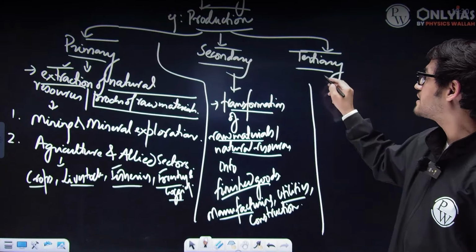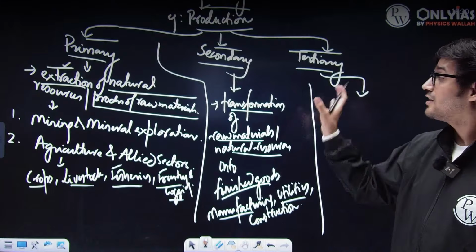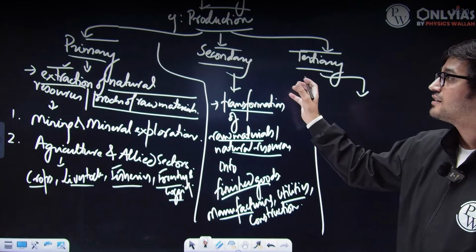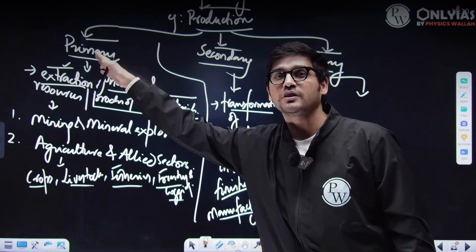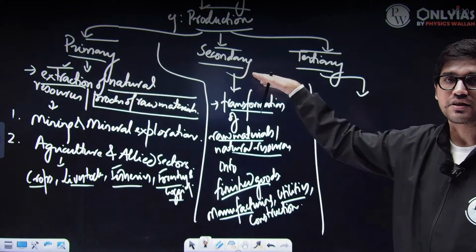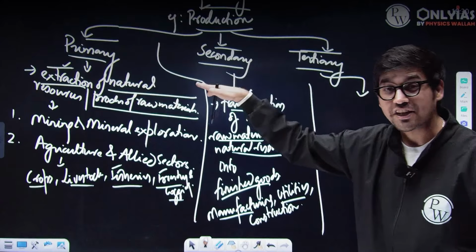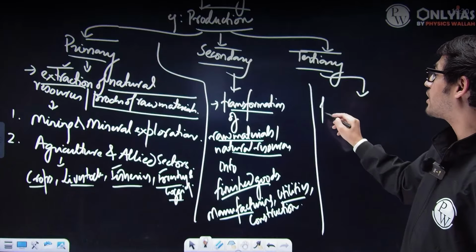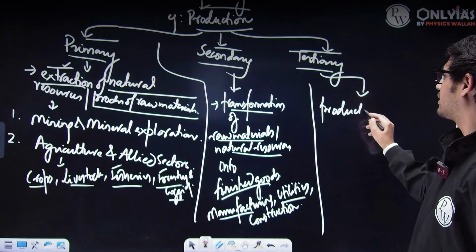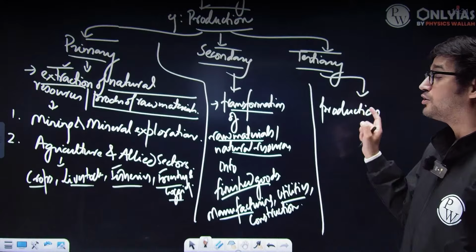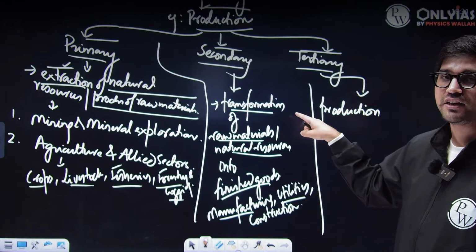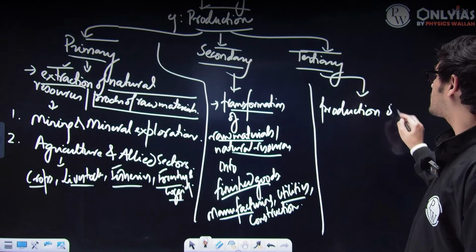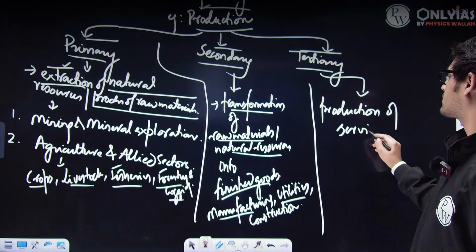What is the tertiary sector of the economy? Tertiary sector is the sector which supports both the primary as well as the secondary sector. Tertiary sector deals in the production of services. Here, what is being produced? No goods are being produced in the tertiary sector. What is being produced? Services are being produced.